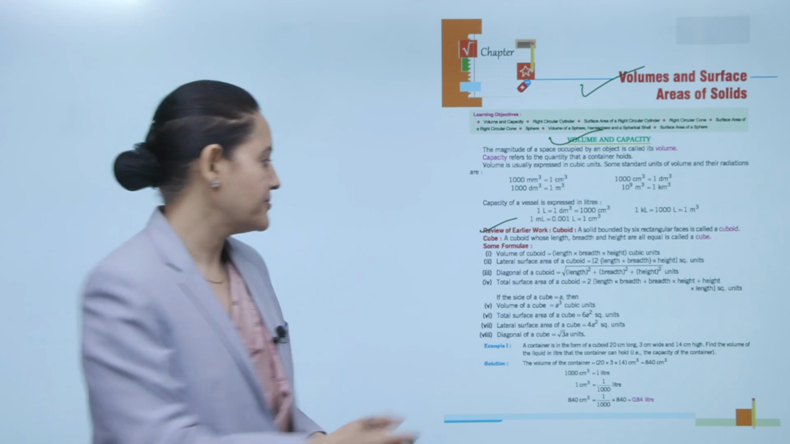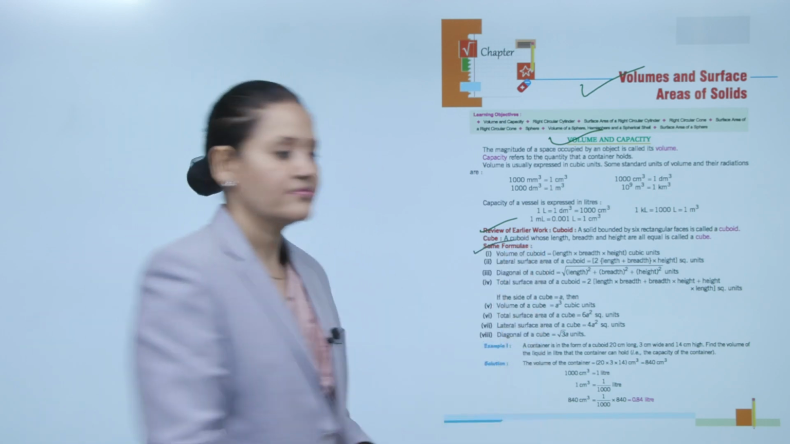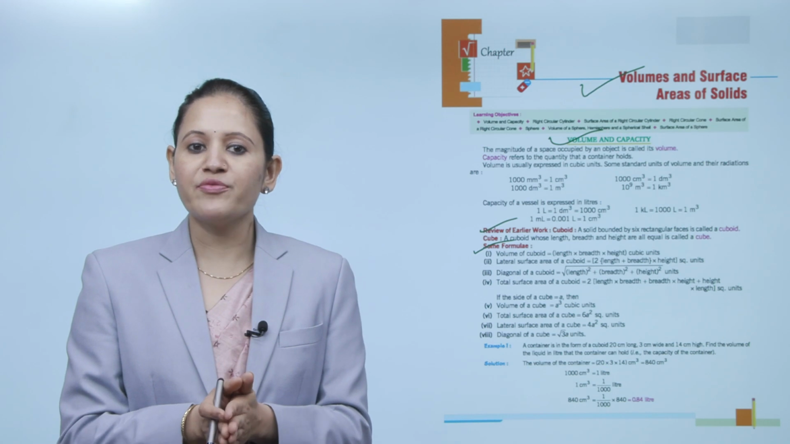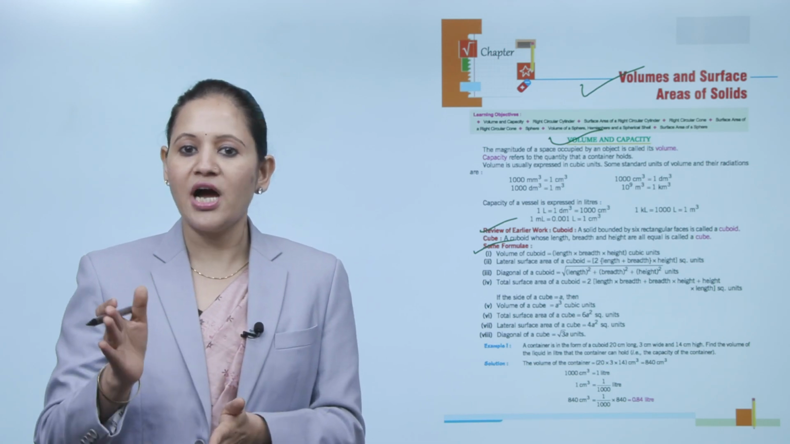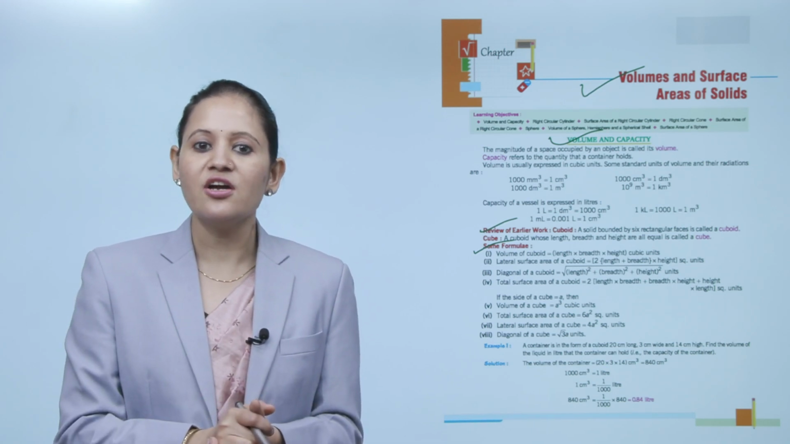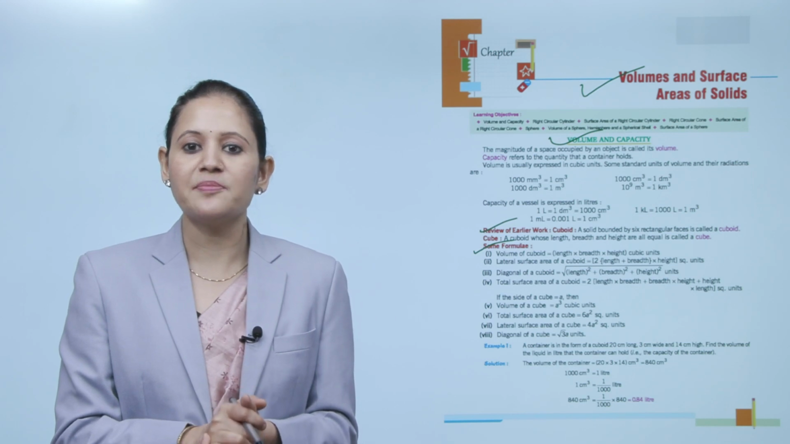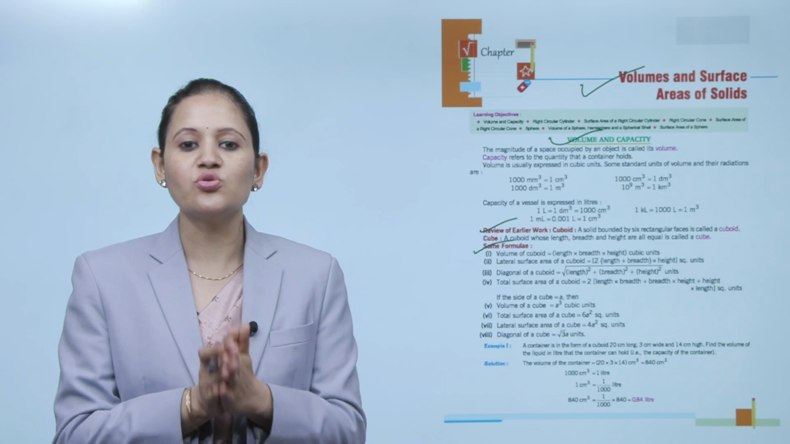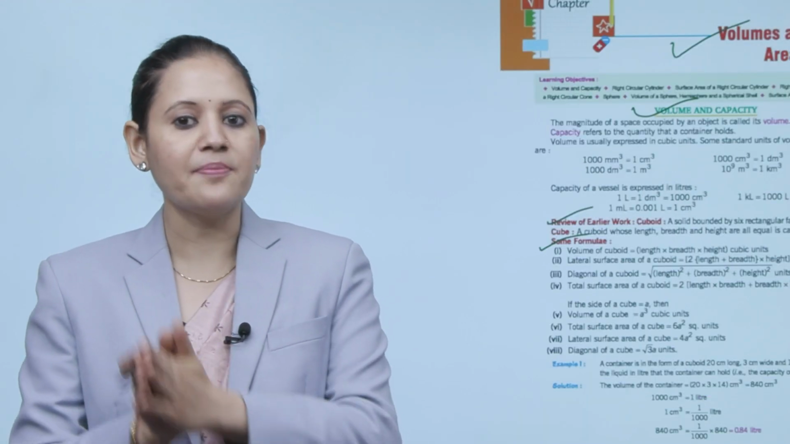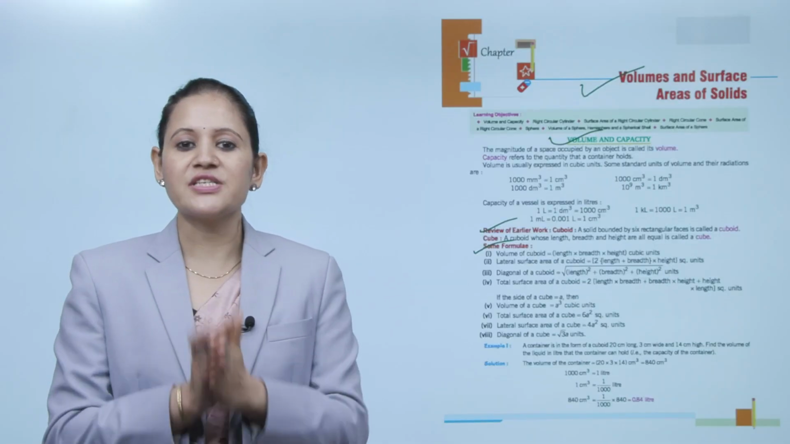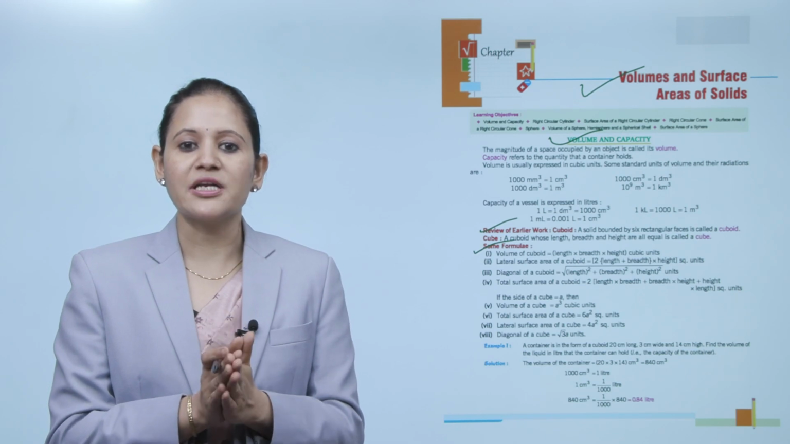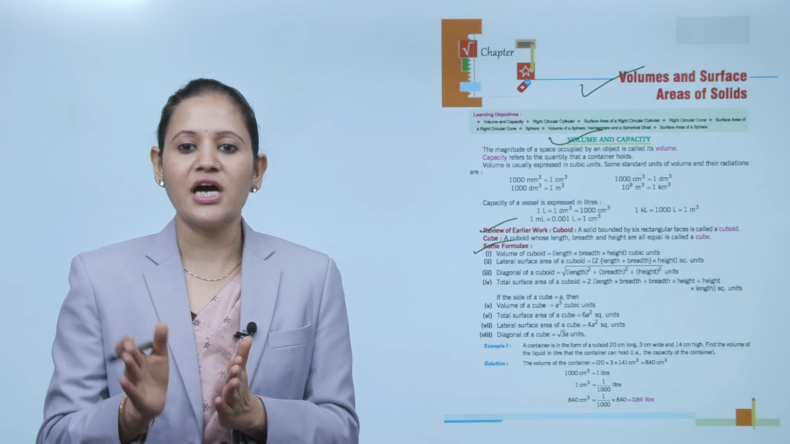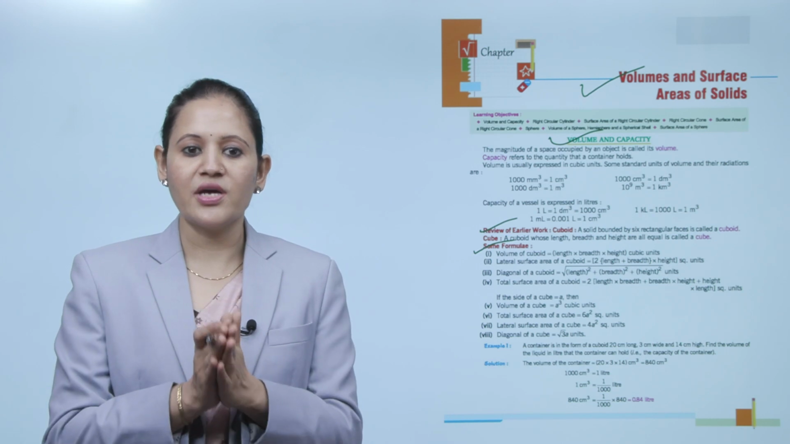Next, some formulas. Volume of the cuboid equals length into breadth into height, cubic unit. Lateral surface area of the cuboid equals 2 into length plus breadth into height, square unit. Diagonal of the cuboid equals root of length square plus breadth square plus height square, unit. Total surface area of the cuboid equals 2 multiplied by length into breadth plus breadth into height plus height into length, square unit.